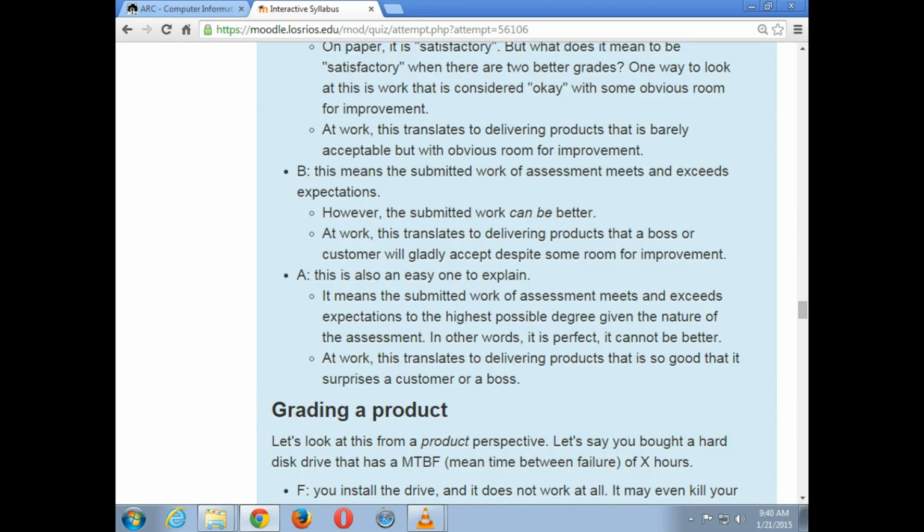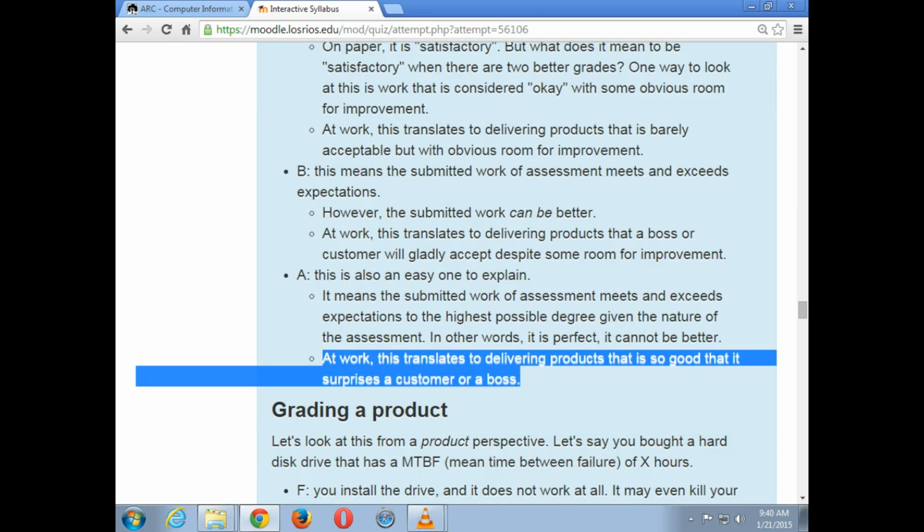So for each particular grade, I have a statement that basically says, if you are getting, quote unquote, an A for what you do at work, it means whatever you're doing, whatever you're delivering is surprisingly good. Your boss is impressed, your customer is impressed. It's like, wow, I did not know you can do something at this level of quality.